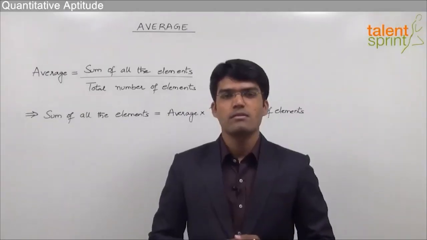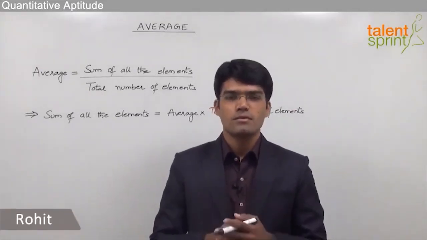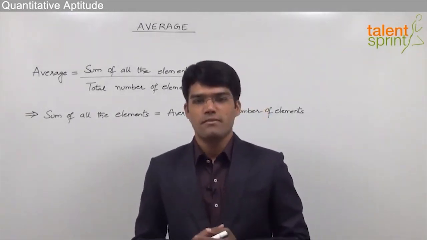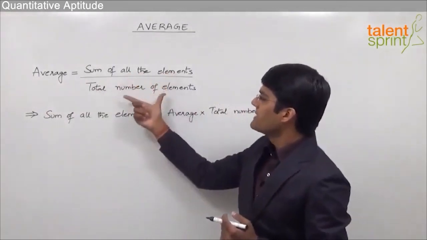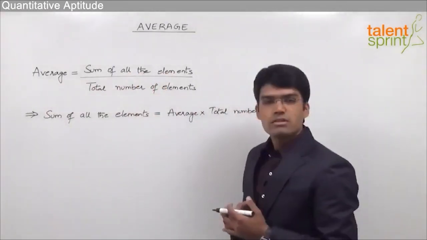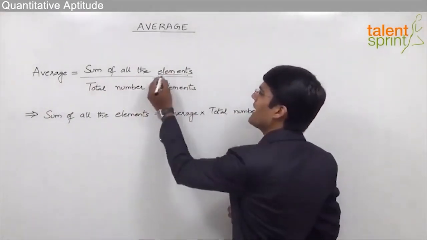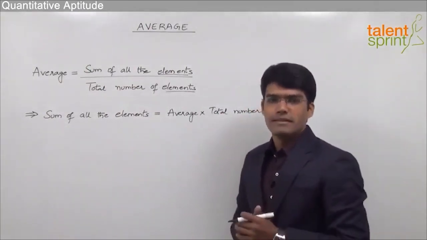In this session, we are going to discuss average, which is one of the most important concepts from quantitative aptitude. Let us first understand the basic definition of average. Average is nothing but the sum of all the elements divided by the total number of elements. So the sum of all the elements divided by the total number of elements will give us the average. An element here can be any type of variable for the given set of people or given set of entities.